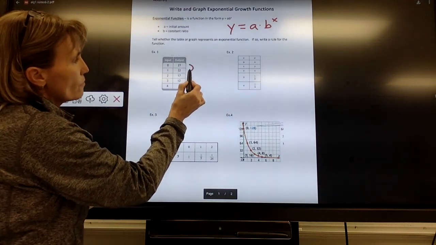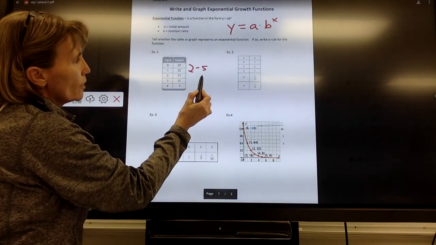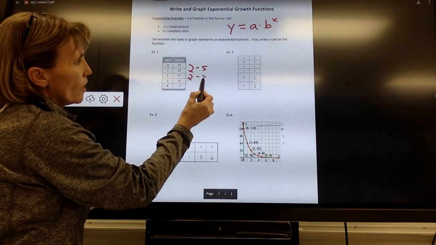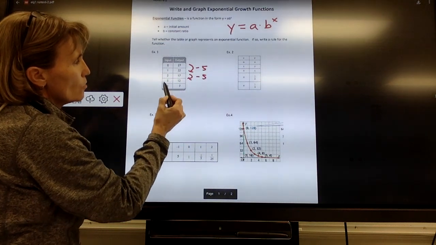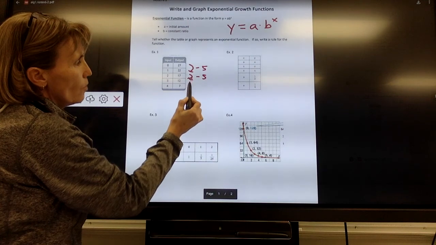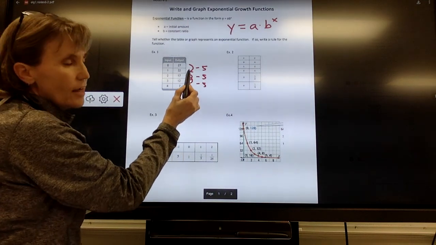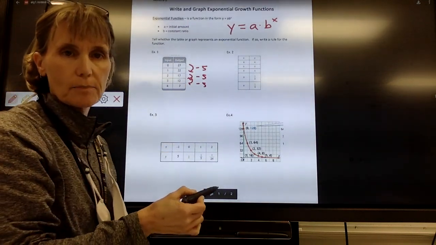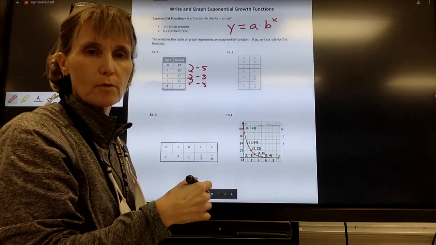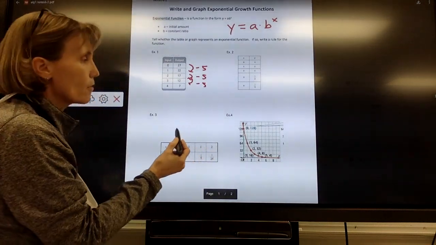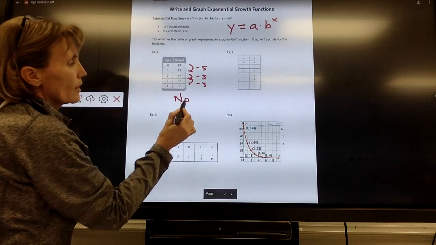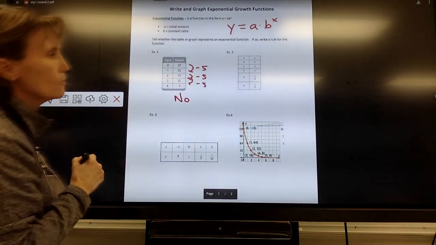Okay, with this graph, we see that each time it's going down by 5. Each time the x value, the input, goes up by 1, the output is going down by 5. That does not represent an exponent. That represents a constant value. That would be linear if we were to put that on a graph. So this is a no. That is not an exponential function.